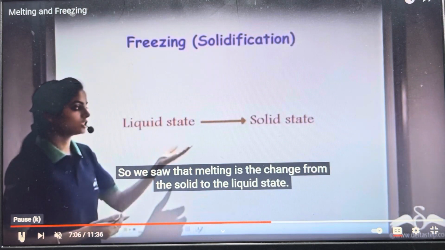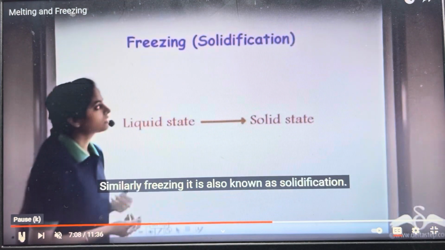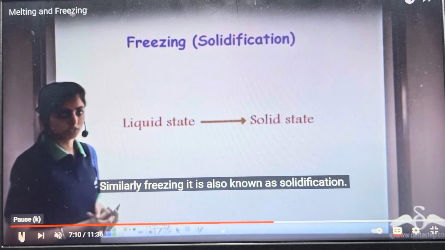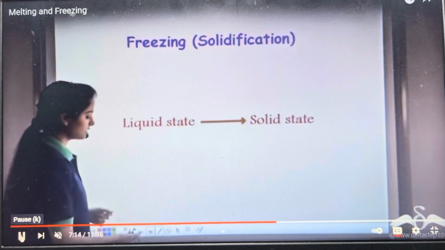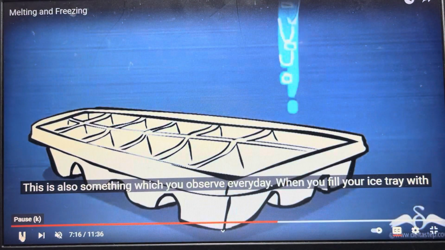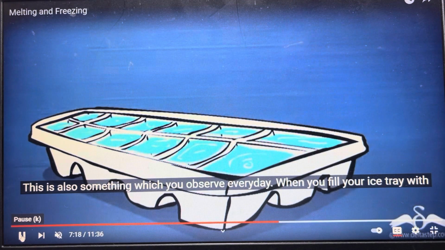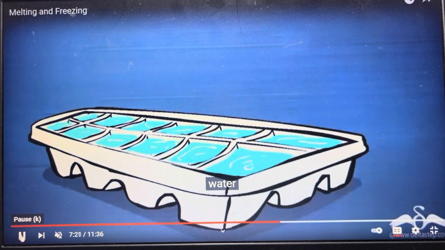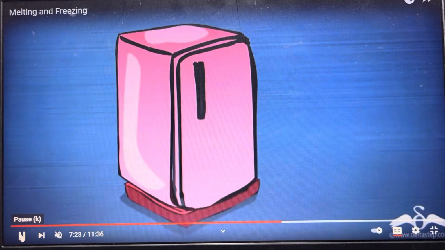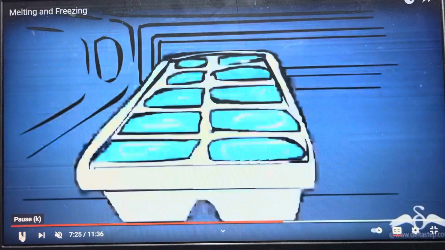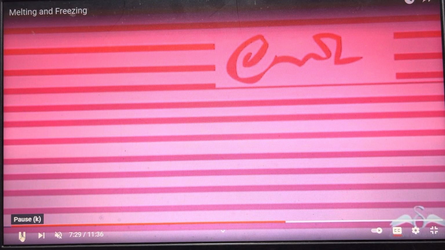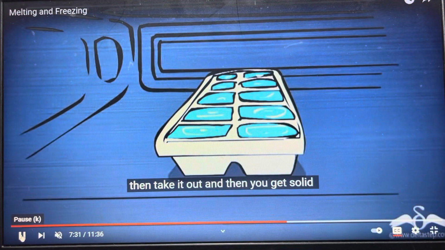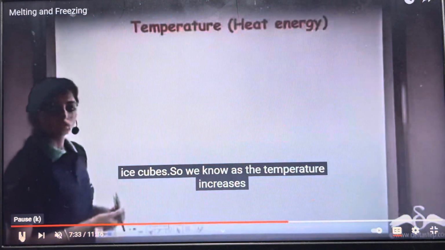So we saw that melting is a change from solid to the liquid state. Similarly, freezing, also known as solidification, is the change from the liquid state to the solid state. This is also something which you observe every day. When you fill your glass of water, you keep it in the freezer for some time, then take it out, and then you get solid ice cubes.